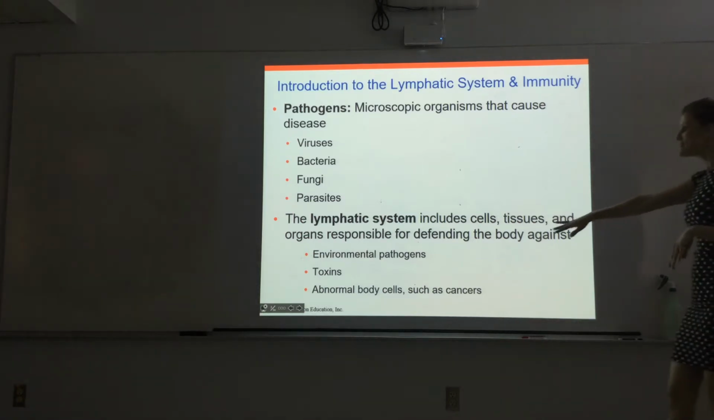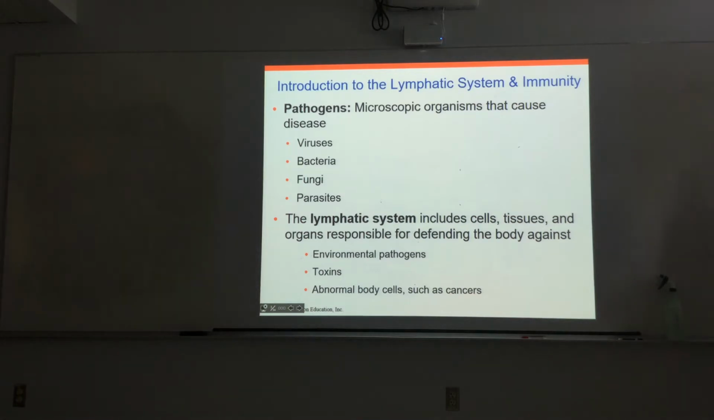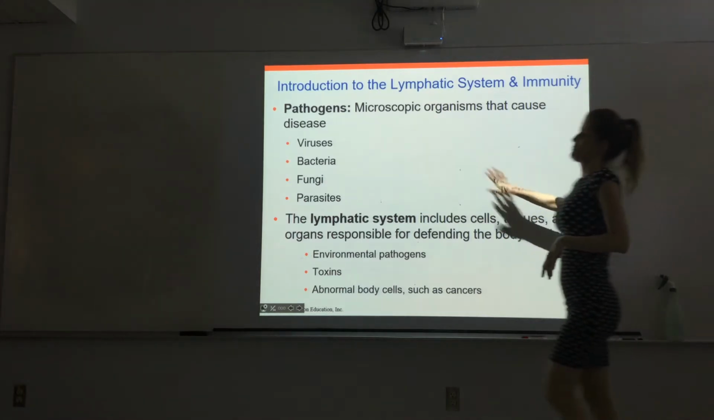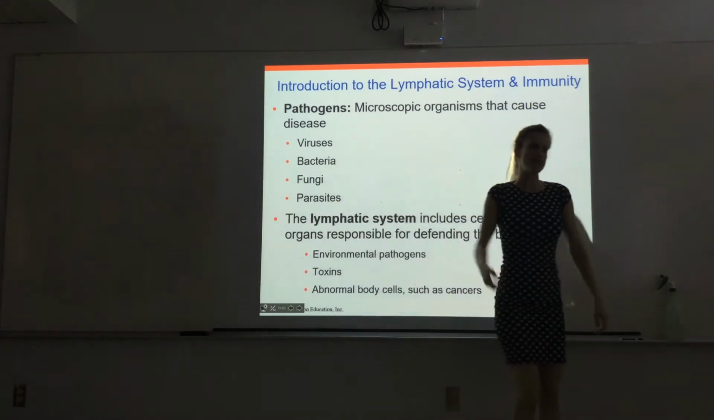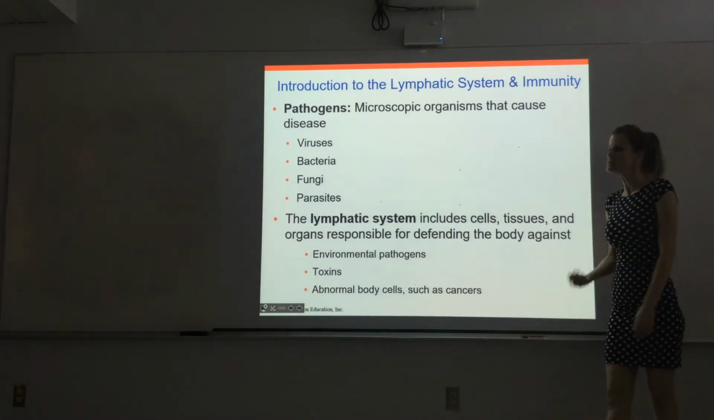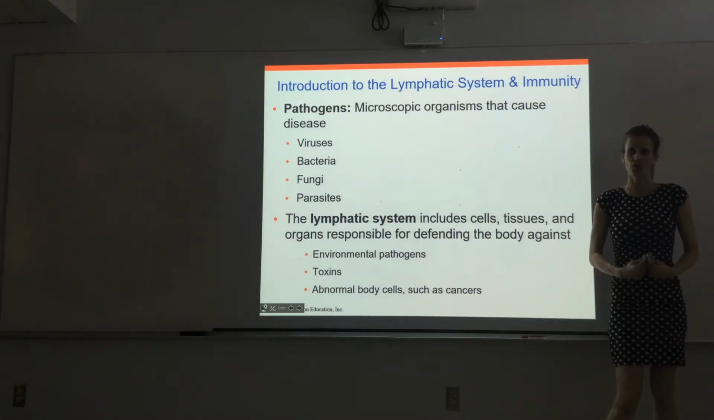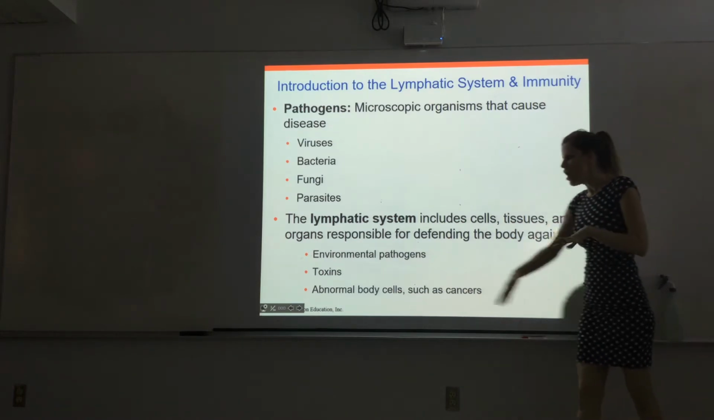The lymphatic system includes all of the cells and tissues and organs that are responsible for defending the body. Okay? And they defend the body against lots of different things. We defend the body against all of these external pathogens. So bacteria that might get in, viruses that might get in, parasites that might get in. But we also defend the body against some internal, not invaders, but attackers as well.